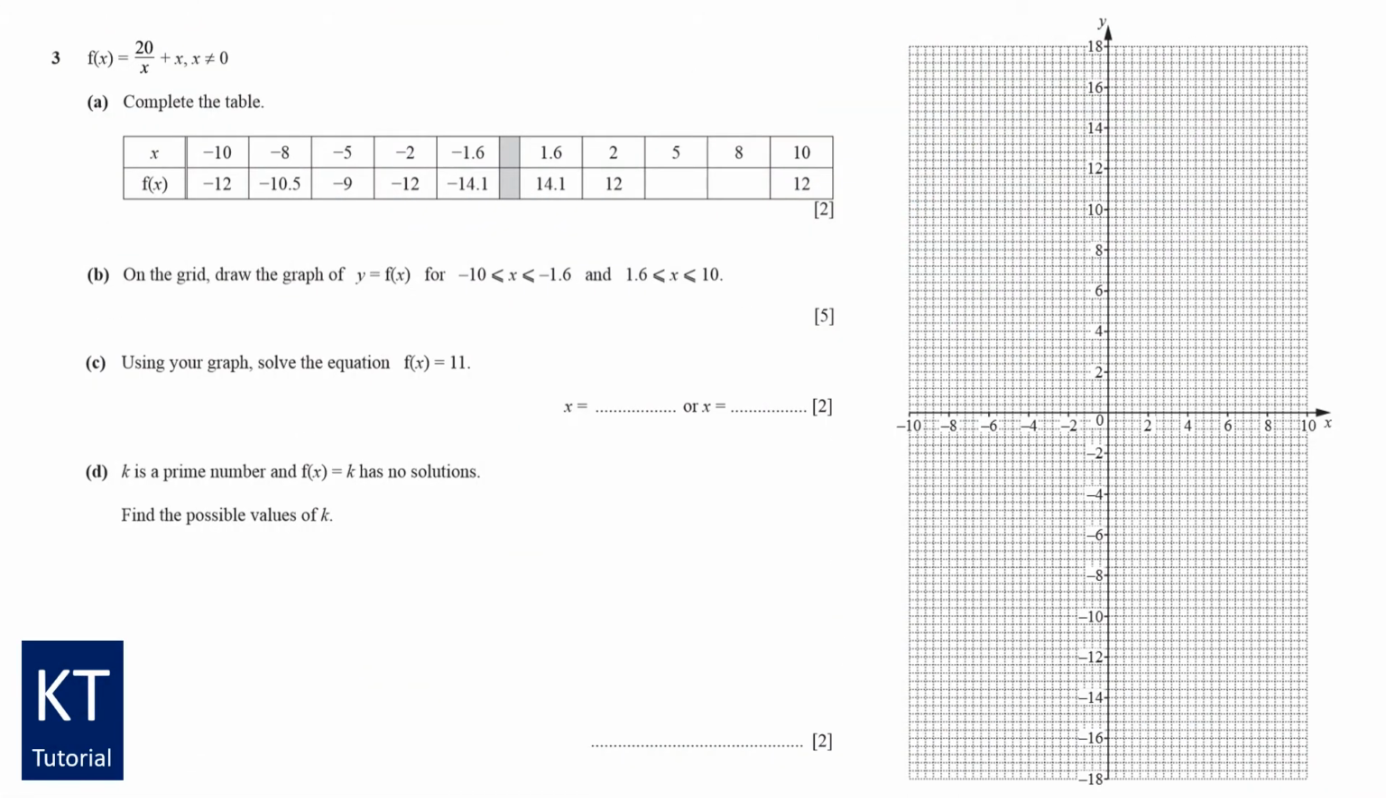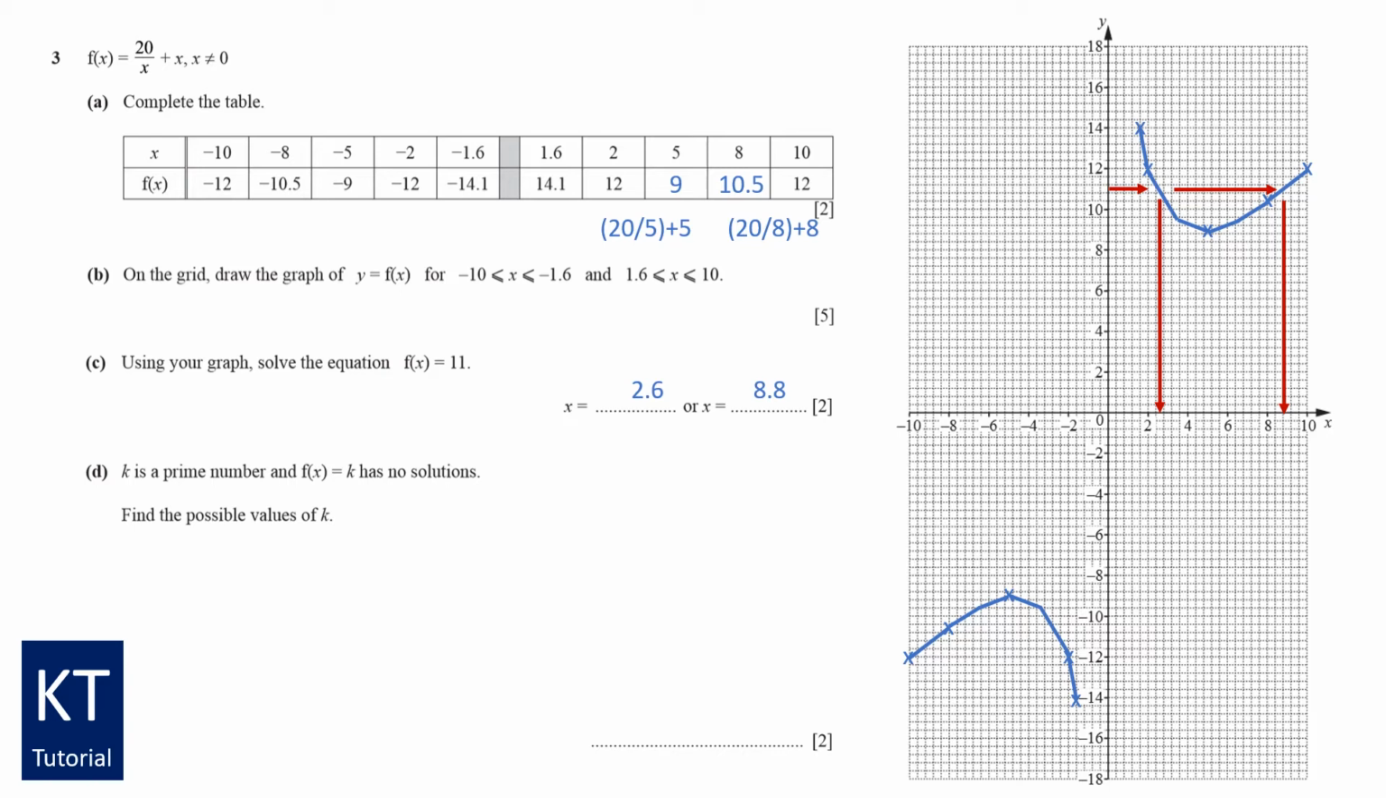Question 3. f(x) is 20 over x plus x, where x is not equal to 0. Complete the table. They come up to 9 and 10.5 respectively. Next, on the grid, draw the graph. This would be plotting the coordinates provided from the table. Next, use your graph to solve the equation f(x) equals 11. This would be the x values when y is 11.